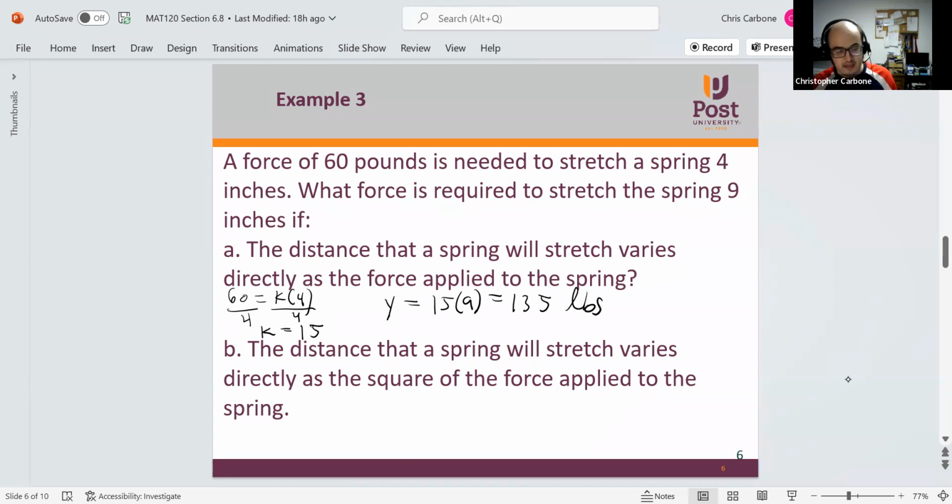And then for b, I have the distance that a spring will stretch varies directly as the square of the force applied to the spring. So again, we do 60 is equal to k times 4 squared. So we would divide both sides by 4 squared, which is 16. This one, we could reduce a little bit. 60 divided by 16 reduced is 15/4. So y would be 15/4 times 9 squared, or 81. And this would give us about 303.75 pounds.